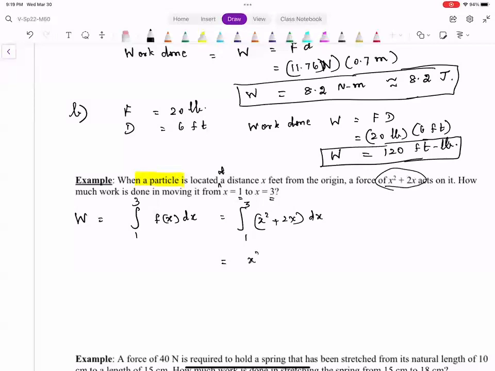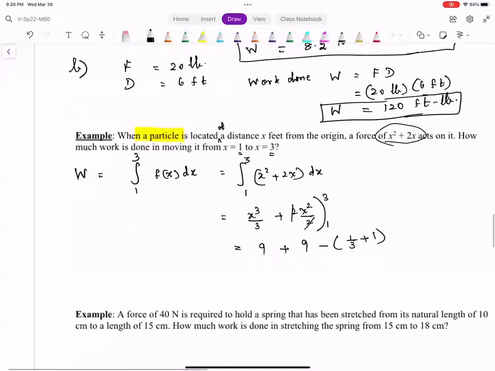If we integrate, it is x cubed over 3 plus 2x squared over 2 between the limits 1 and 3. So it's 3 cubed over 3, which is 9, plus 3 squared, which is 9, minus 1 over 3 plus 1. So it is going to be 18 minus 4 over 3. Here 2 can be taken out.